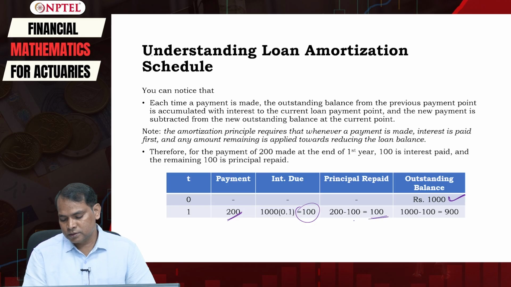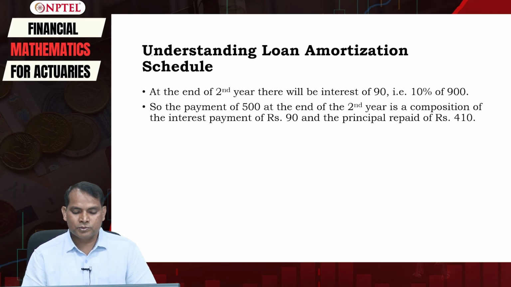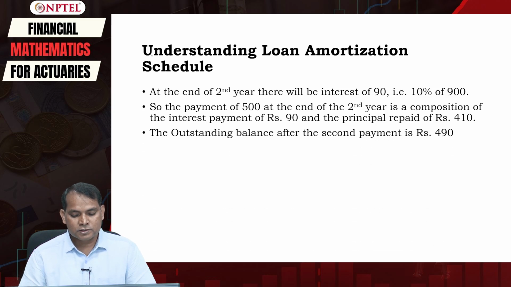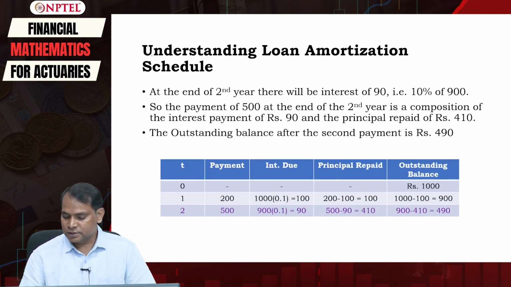And this one minus this one will give you the principal. So similarly, at the end of second year there will be interest of 90, that is 10% of 900. So the payment of 500 at the end of second year is a composition of the interest payment of 90 rupees and the principal repaid of 410. The outstanding balance after the second payment therefore is equal to 490. This can be seen here in this section.